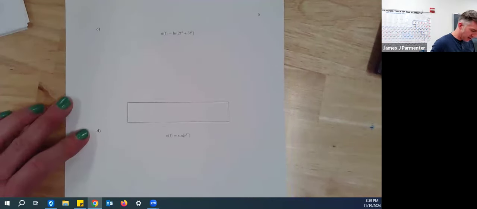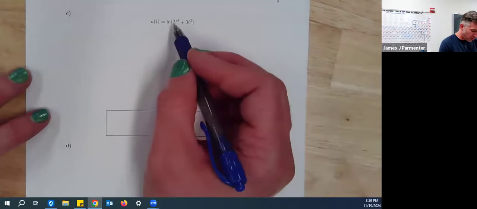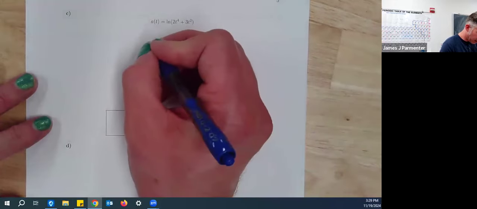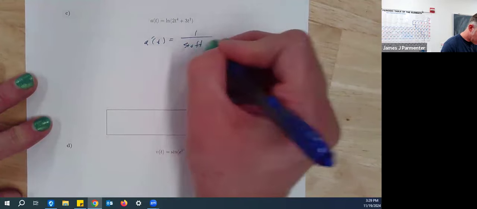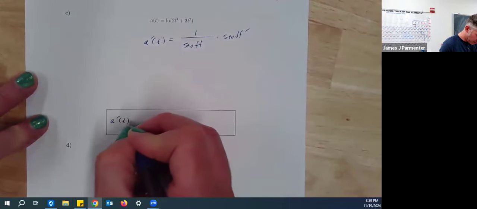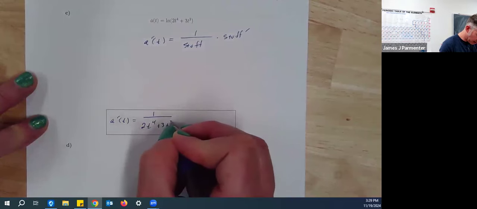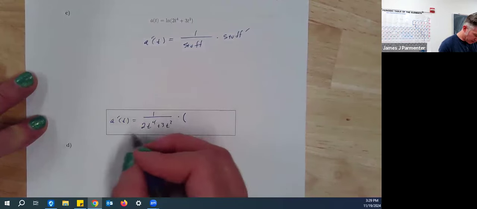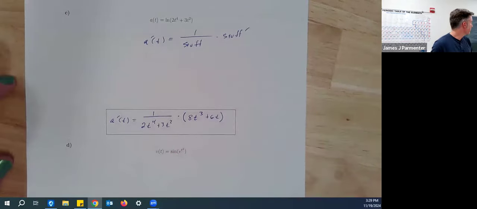A of t is the natural log of 2t to the fourth plus 3t squared, and the derivative is going to be 1 over the stuff times the derivative of the stuff. So my derivative is going to be 1 over 2t to the fourth plus 3t squared times, in parentheses, the derivative of that stuff, which is 8t cubed plus 6t. End of story.